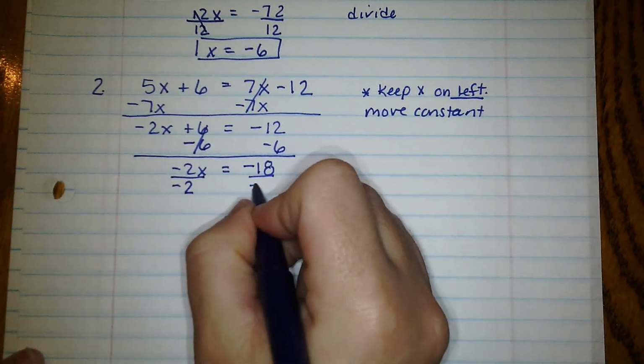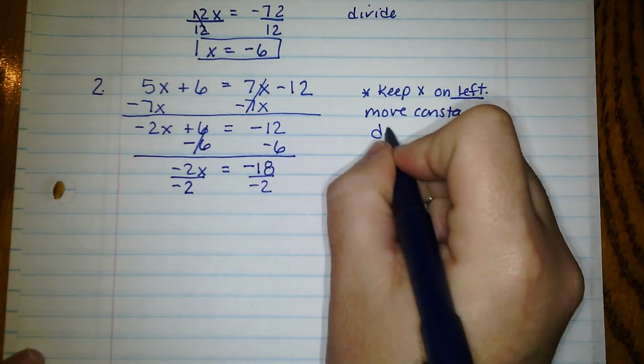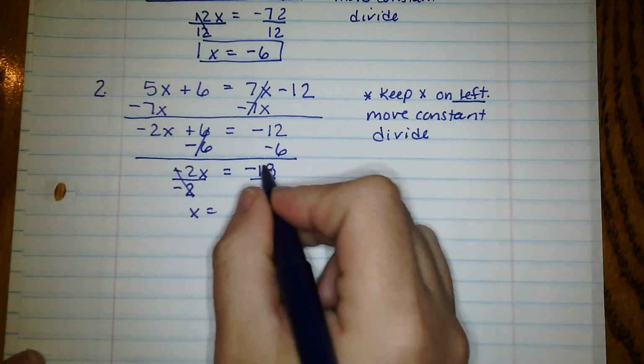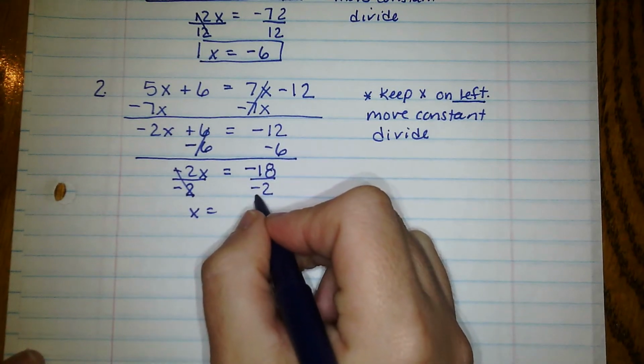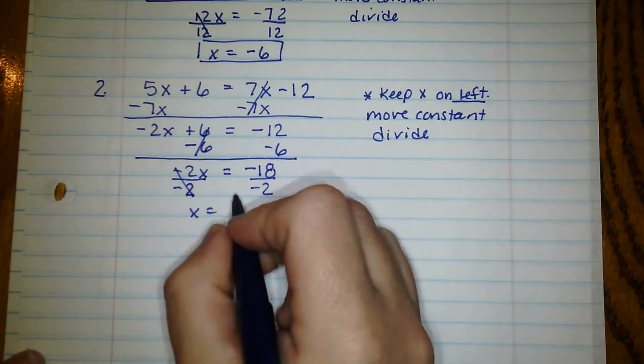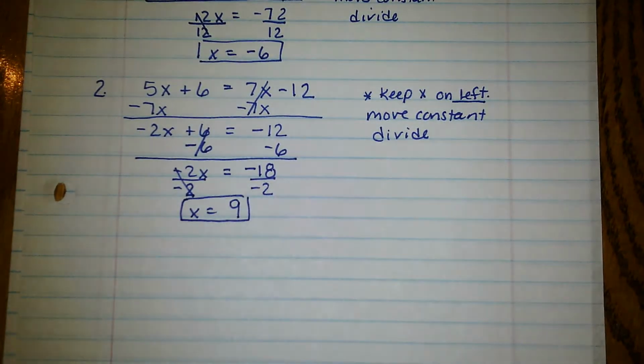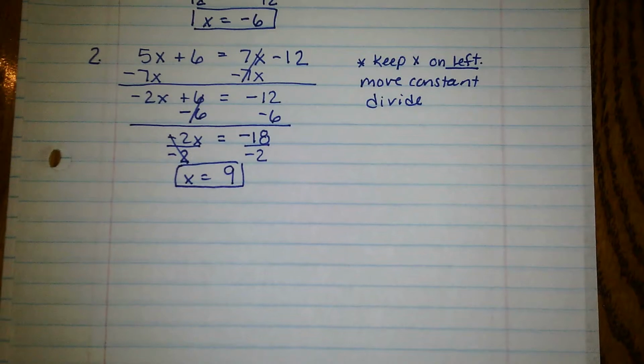We're going to divide both sides by negative 2. And a negative divided by a negative is a positive. So this is 18 divided by 2, which is going to be a positive 9. Okay? So watch your signs.